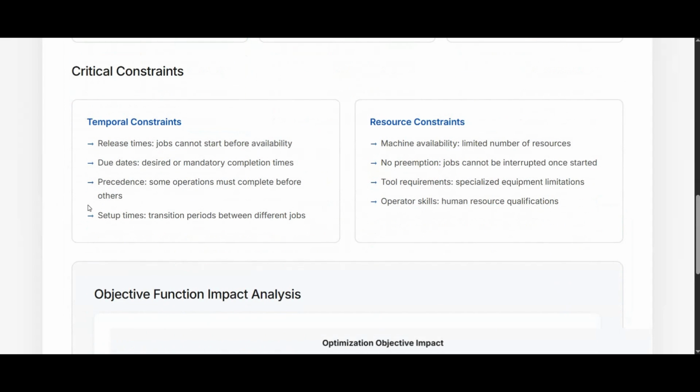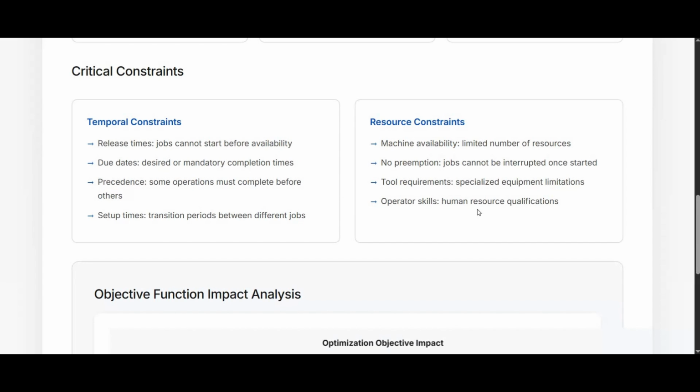Okay, of course, every scheduling problem comes with constraints. These usually fall into two big categories: temporal and resource constraints. Temporal constraints are time-based. For example, release times mean a job can't start before a certain point. Due dates are the required or desired completion times. Then we have got precedence constraints, when some operations must finish before others can begin. And setup times represent the transition period between jobs, like cleaning a machine or switching tools.